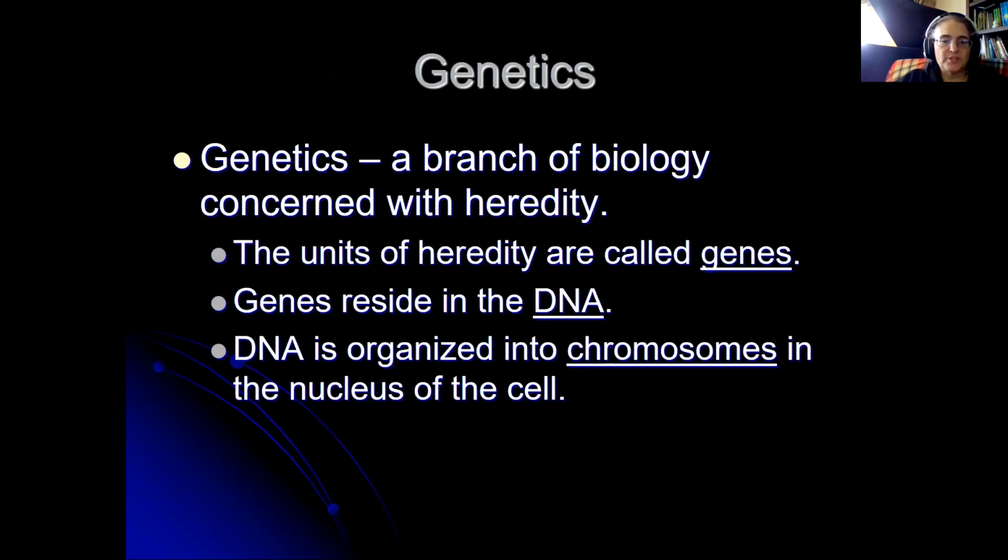So genetics is a branch of biology concerned with heredity. The units of heredity are called genes. Genes reside in the DNA, and the DNA is organized into chromosomes in the nucleus of the cell. These things we have already talked about as part of our chemistry chapter, chapter 2 back at the very beginning, but recalling these definitions and terms to you.